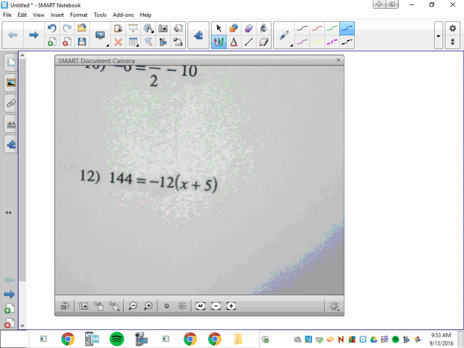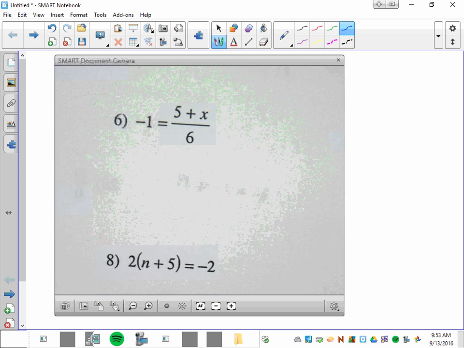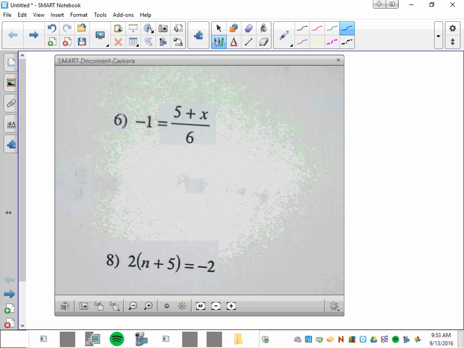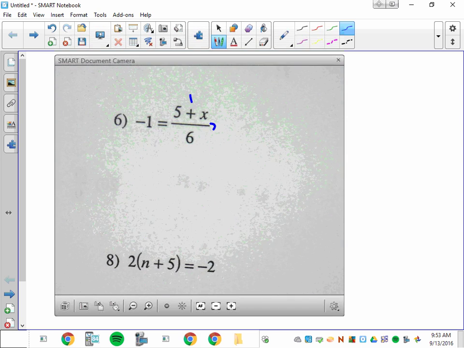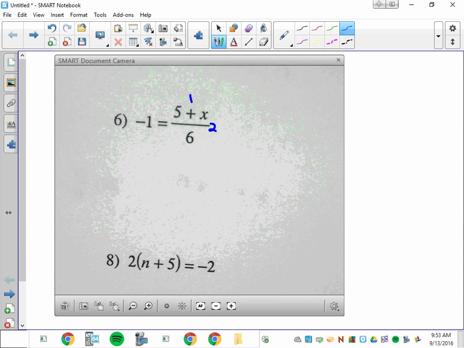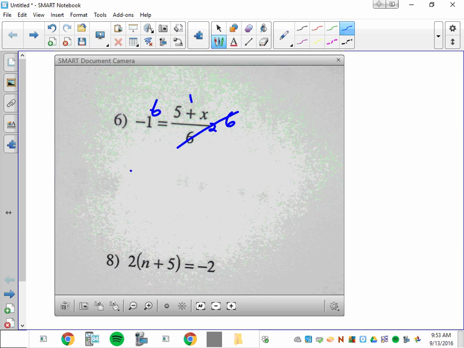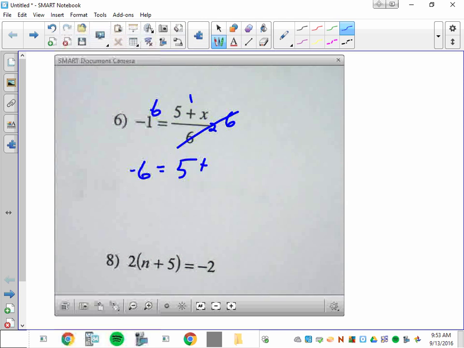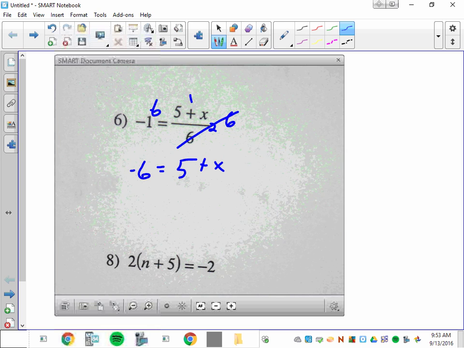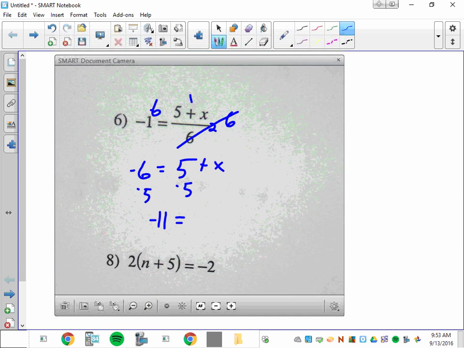Okay, number 6. What's the first thing that happens to x? We're adding the 5 to it, so that's step 1, and the divide is step 2. So how do I undo step 2? Multiply by 6. So I get negative 6 equals 5 plus x. How do I get rid of the 5? Subtract 5. Negative 11 equals x.